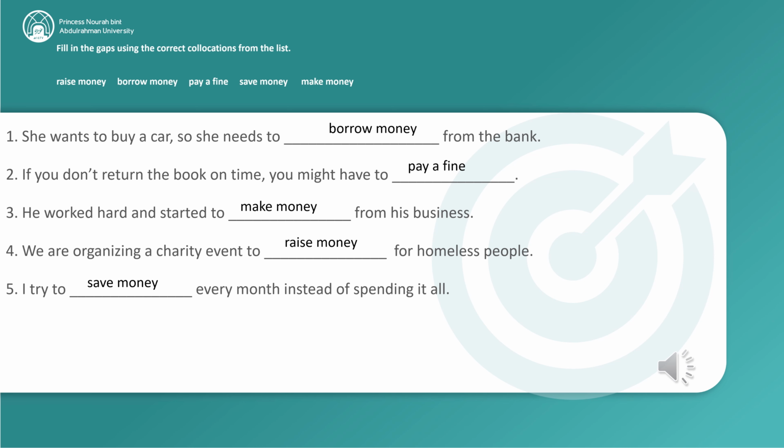In this activity, you're going to fill in the gaps using the correct collocations from the list below. Raise money, borrow money, pay a fine, save money, make money. You can pause the recording, fill in the gaps, and then come back and check your answers.